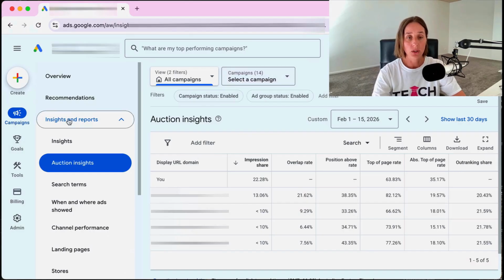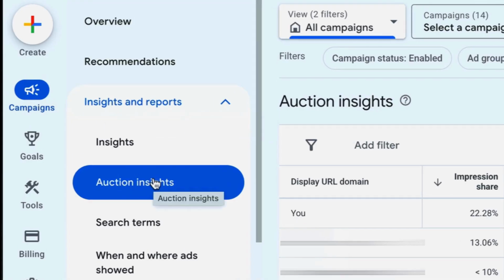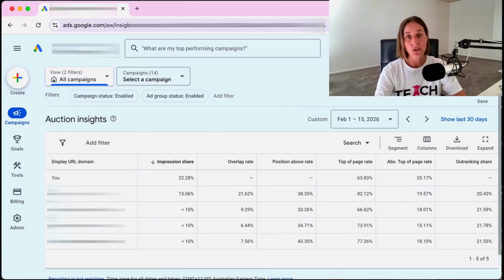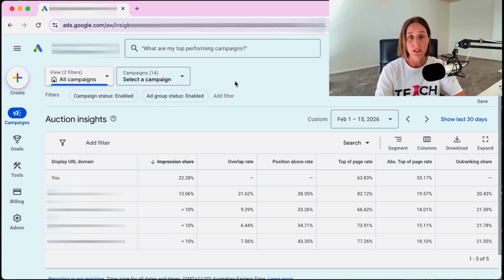So here we are in a Google Ad account, and where you find these Auction Insights reports is you can go to this menu called Insights and Reports, and then here you will find Auction Insights. It's worth mentioning you can look at this at an account level across all your campaigns, or you can drill down further to look at it at a campaign level, ad group, or even keyword level. For the purpose of this video, I'm not going to select a specific campaign.